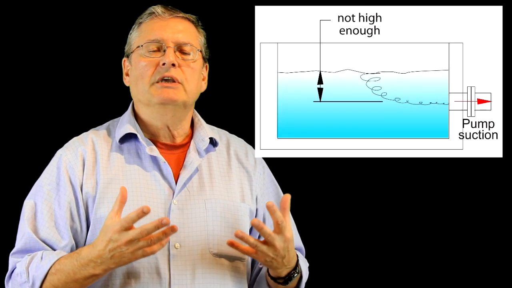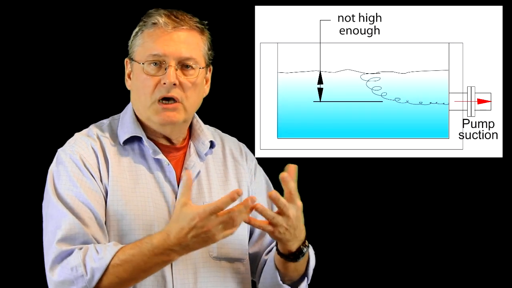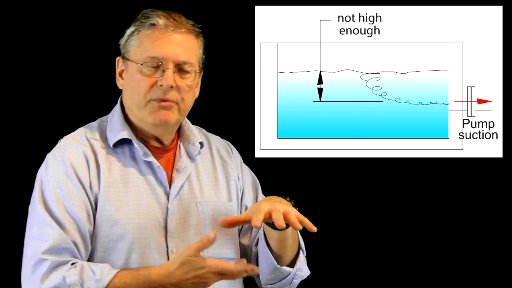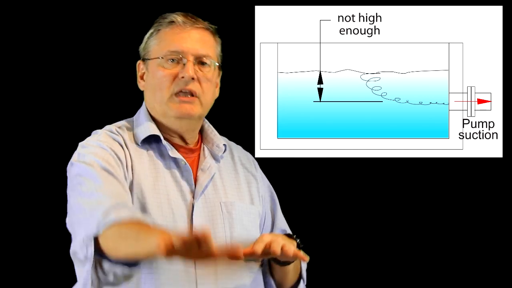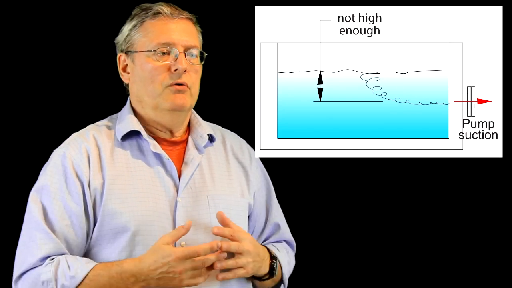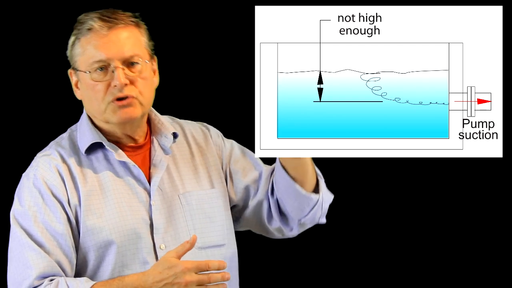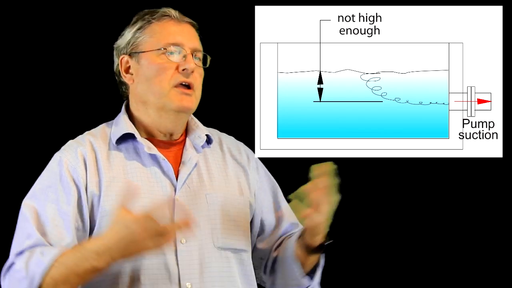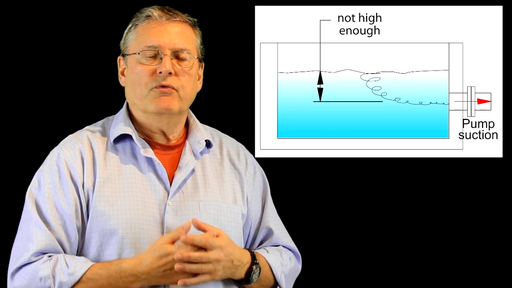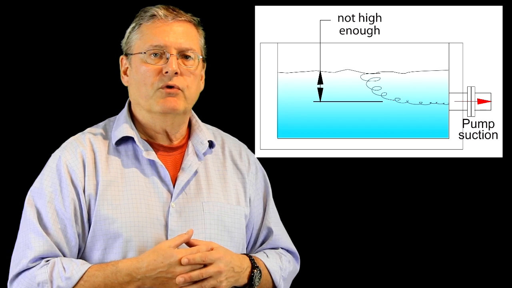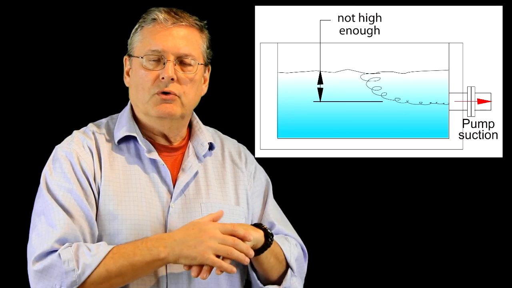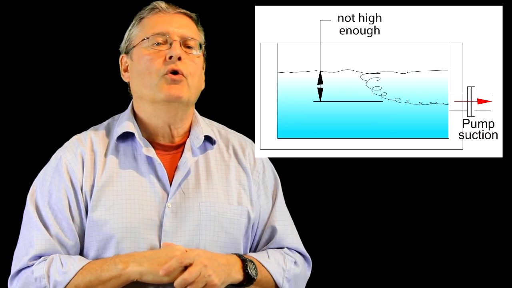The other issue that confronts us sometimes is vortexing in the pump box. If the liquid is too low and the flow is at a certain rate, we can form a vortex and air again is entrained into the pump. So to avoid that, we have to have sufficient submergence of the suction to ensure that the vortex won't form. If the vortex does form, for whatever reason, if we've increased the flow rate, there are remedial actions we can take. We can put baffles, either horizontal or vertical, to try and stop that vortex from forming.